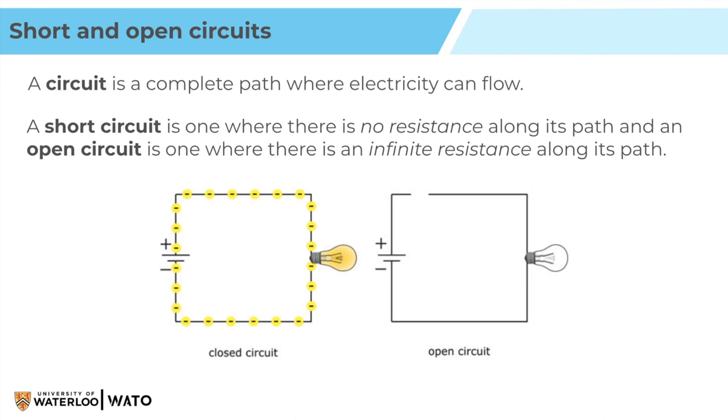So when the current flows through the components, from the component it flows through the chassis of the body, and then it gets back to the battery, because both the battery and the component are connected to the chassis of the car. So it's using the chassis of the car as the ground, or the return path of the circuit.